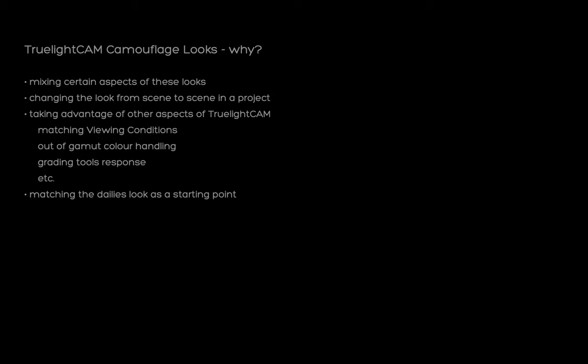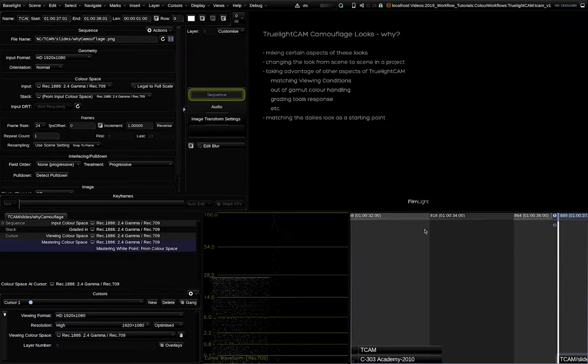Sometimes the DI colorists did not have control over the dailies process. If they prefer Truelight CAM, they can use the camouflage looks to mimic the dailies look as a starting point of the grade. Let's see how that works in an ACES example.